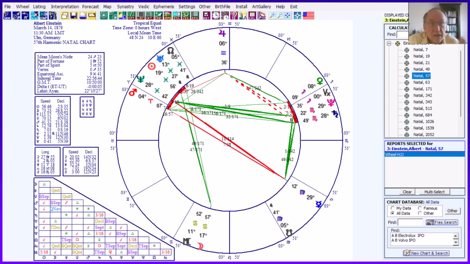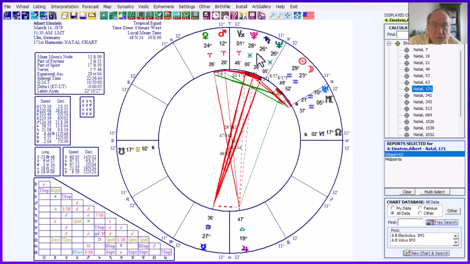Now let's trine it again. 57 times 3, if you do that on a calculator, is 171. And now we have a Mercury, Saturn, Neptune, Pluto. And there's the Mercury, Saturn, Neptune, Pluto, all in red. So it's made the pattern look simpler.